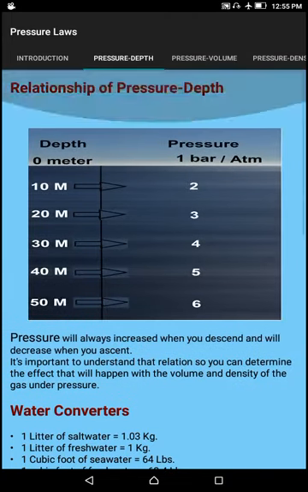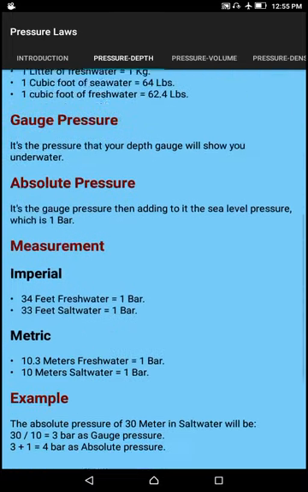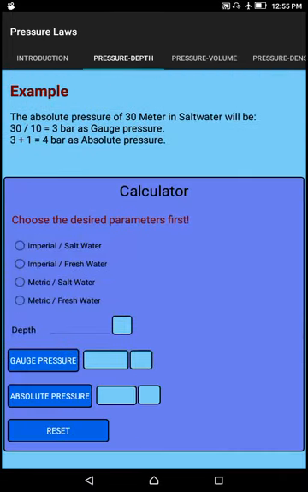Pressure and depth will show us the relation between the pressure and depth underwater, also explaining what it is. The second one will be the calculator itself. So it's very simple to know the relation of pressure and depth. Every time you go deep, there is a pressure. So that's what you want to calculate. In this case, also we choose.